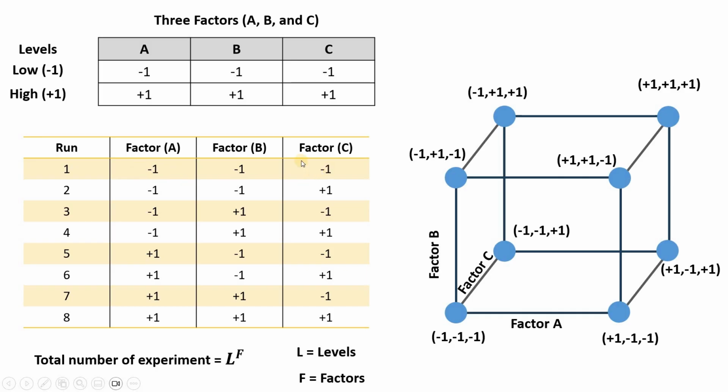Okay, so these 3 low levels for each factor are represented by these points, and the 3 high levels of each factor are represented by these points, and there are all 6 other points. Okay, the next is why we need central composite design if we already have full factorial.